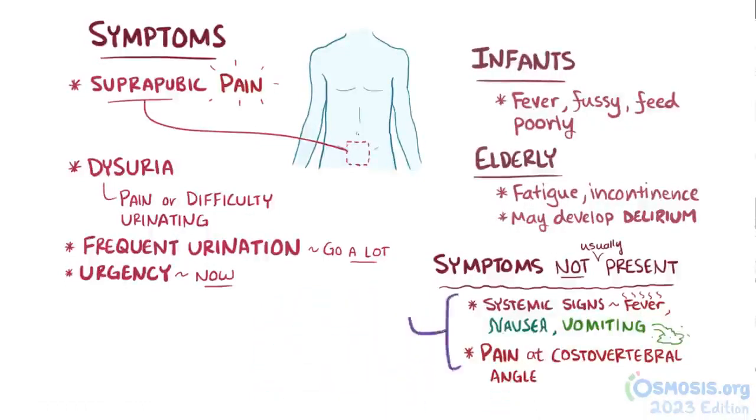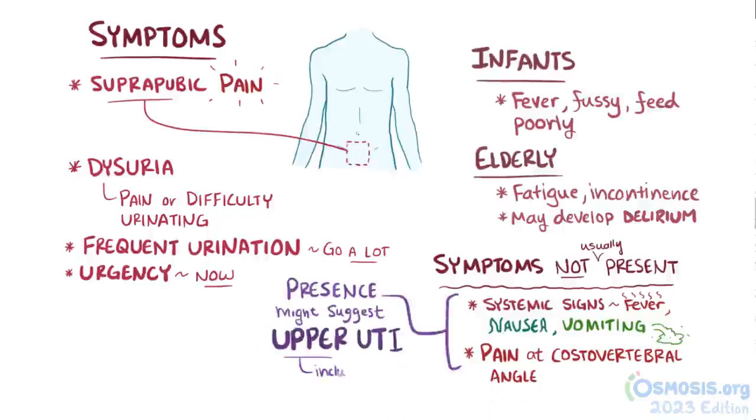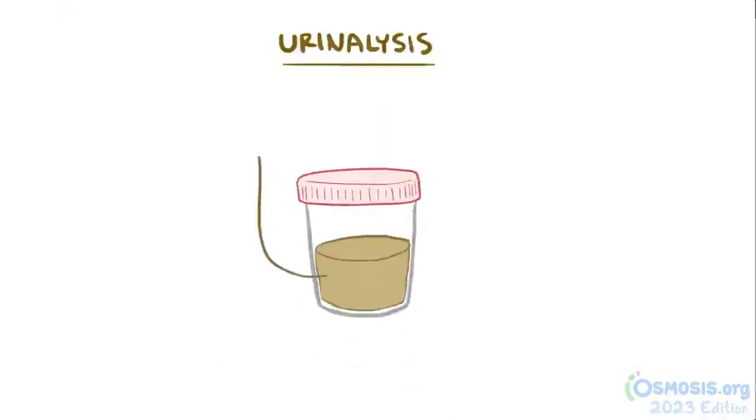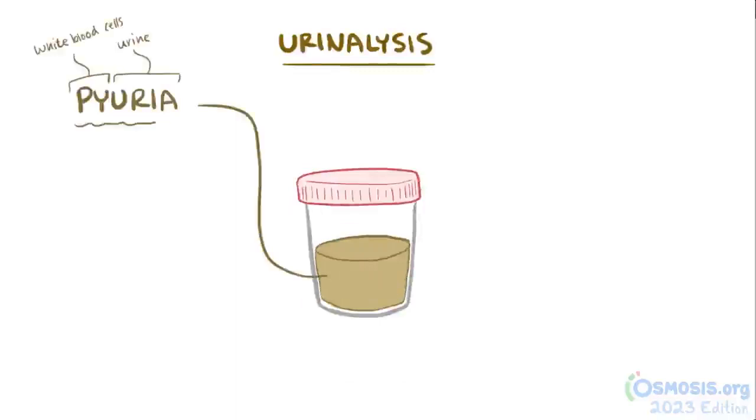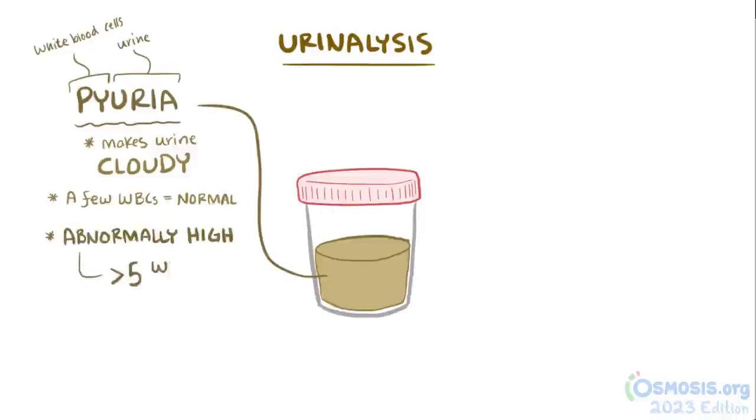If any of these do occur, though, this might suggest an upper urinary tract infection, which includes an infection of the kidneys themselves. If a urinalysis is done, there might be signs of inflammation, like pyuria, the presence of white blood cells in the urine, which can make the urine appear cloudy. Having a couple white blood cells in the urine can be normal, but it'd be considered abnormally high if there are more than 5 white blood cells per high-powered field on microscopy, or more than 10 white blood cells per milliliter on a hemocytometer.